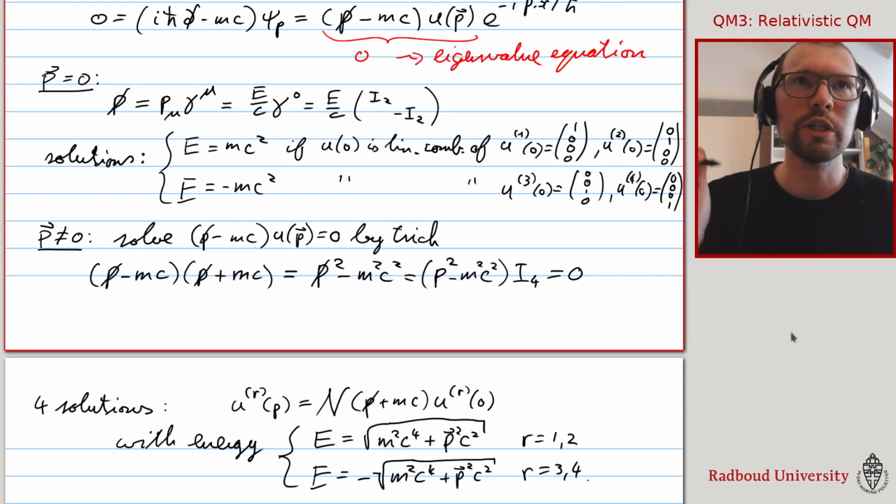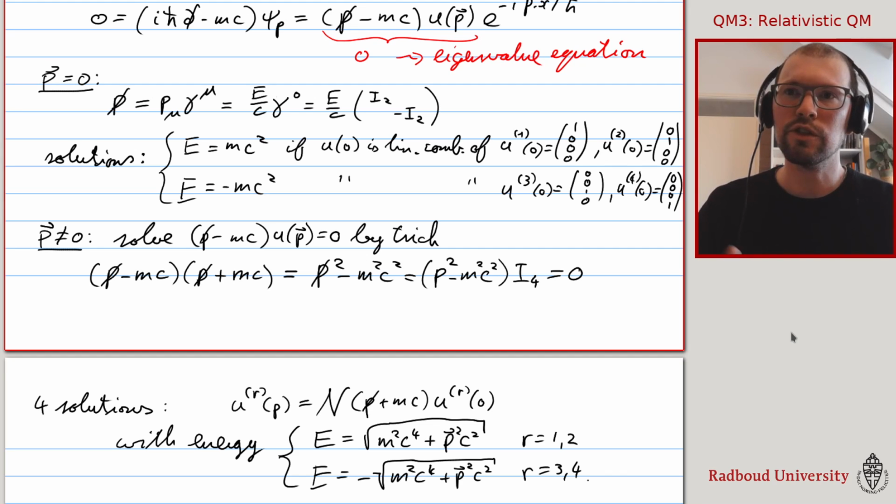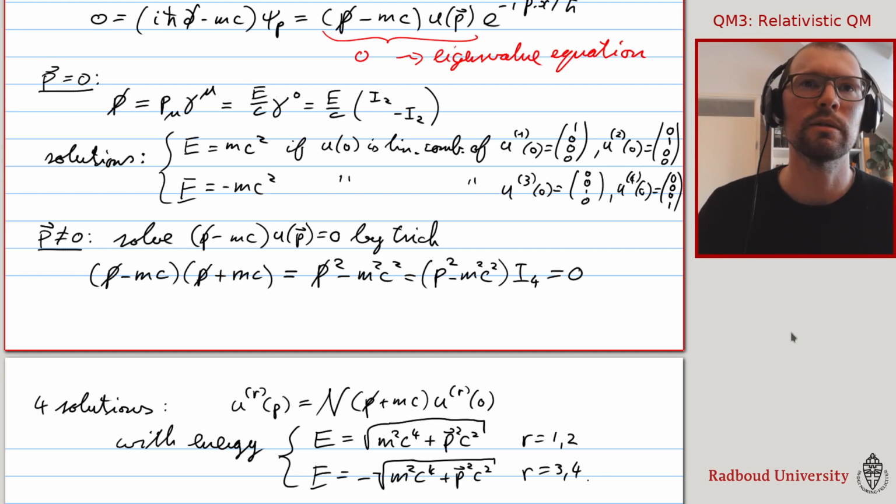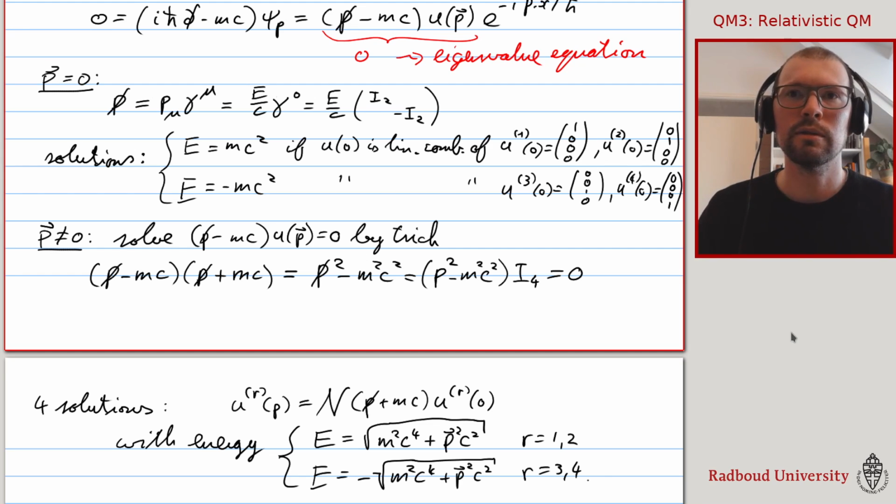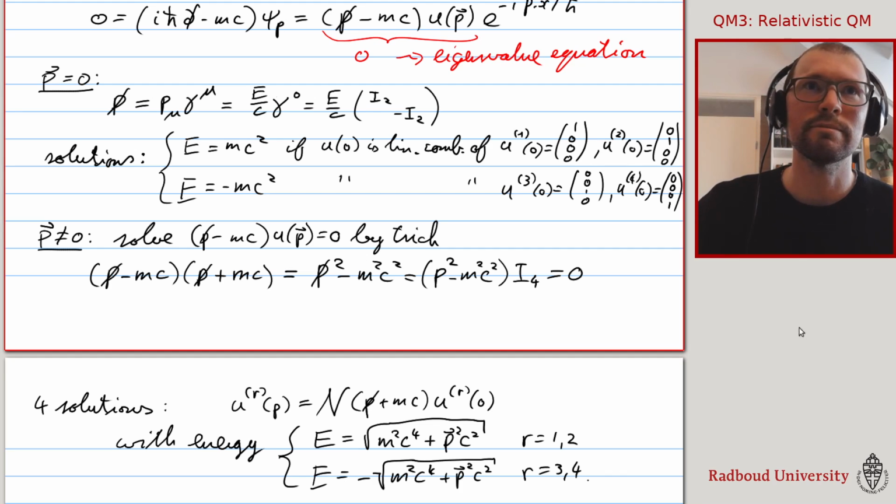Okay, so at fixed spatial momentum, we've now found 4 solutions. So after the break, we'll see how to interpret these 4 different solutions a bit better. Okay, are there any questions here? If not, let's continue at 4:30.